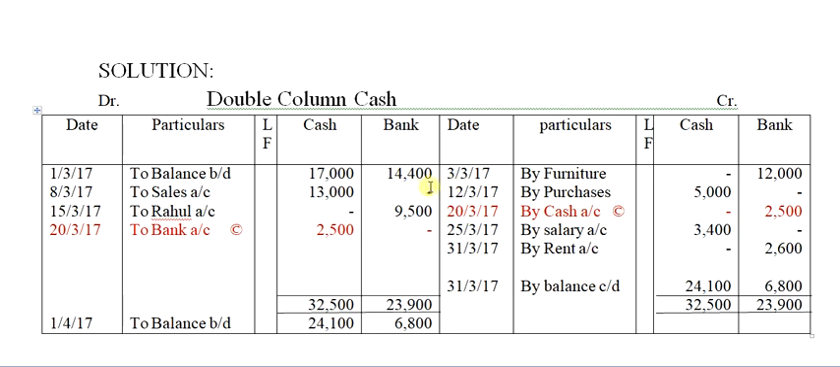Moving on to that point, on 8/3/2017, sales account, how much is the amount here? 13,000. So it is reduced. Bank balance is nil here. That is why it is nil, meaning they have sold on which basis? Cash basis. Our cash is increasing, so it is recorded under the debit side.